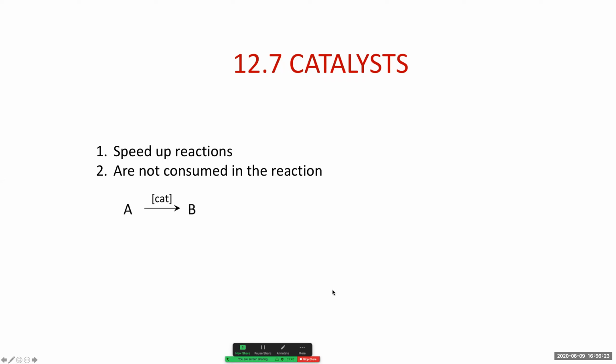So when you write a chemical equation that includes a catalyst, you just write catalyst over the reaction arrow. Usually, if it's a generic catalyst and you want to include a catalyst in the reaction, you just write CAT for catalyst. Otherwise, you'd write the formula for that catalyst.